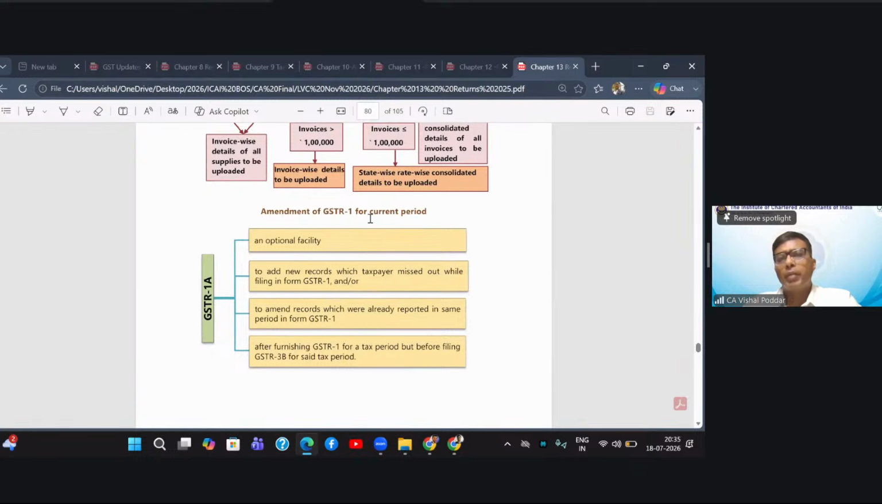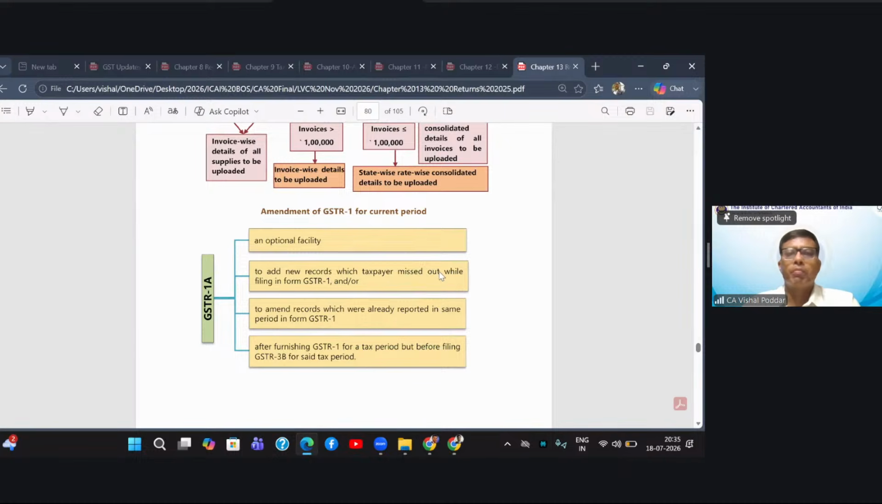Next, amendment to GSTR1. As I said, 1A is the facility given wherever you have to do any correction in whatever you have already uploaded in 1. This is an optional facility. You can use it to add new records.